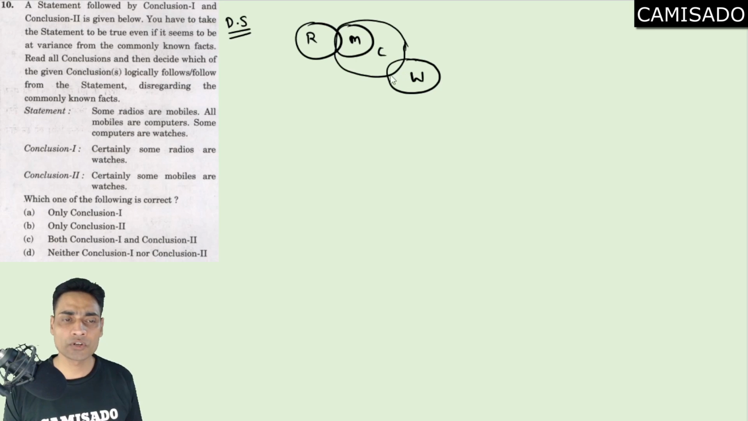This is the Venn diagram accordingly. Actually not Venn I can say, but it's a format basically for putting sets of different categories. Now conclusion number 1: certainly some radios are watches. No, some radios cannot be watches for certain. No, this is wrong. Conclusion 2: certainly some mobiles are watches. No, not at all. So neither conclusion 1 nor conclusion number 2 follows from this statement. So D is the correct option.